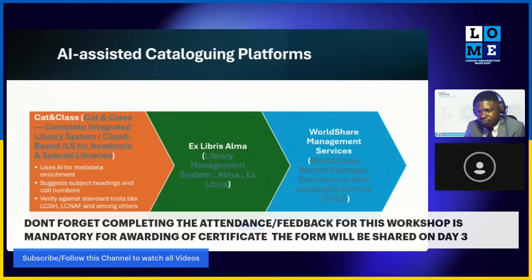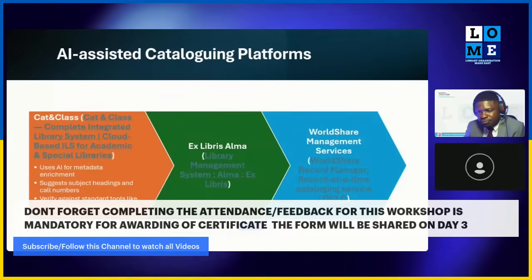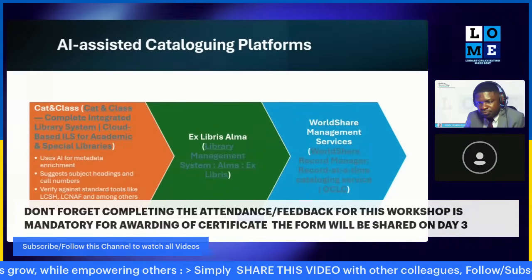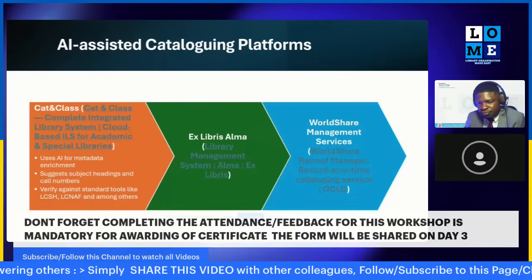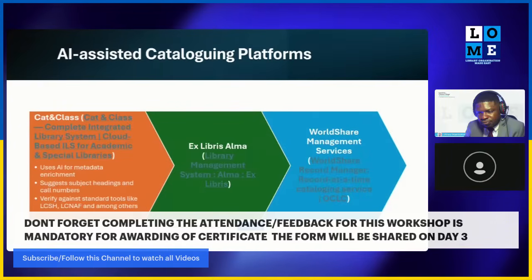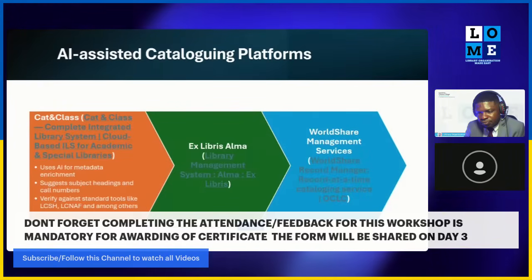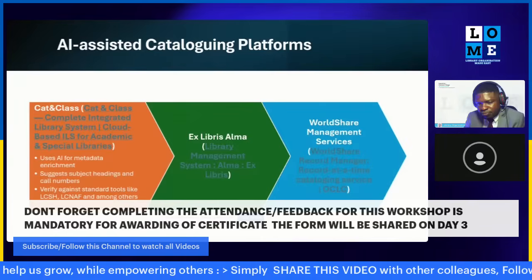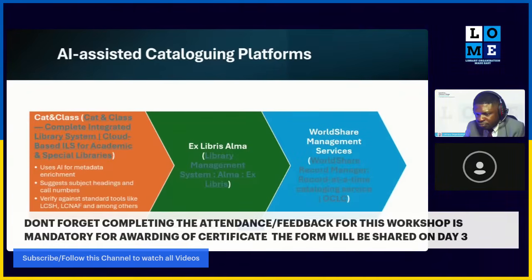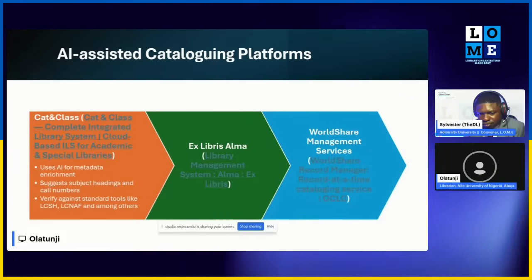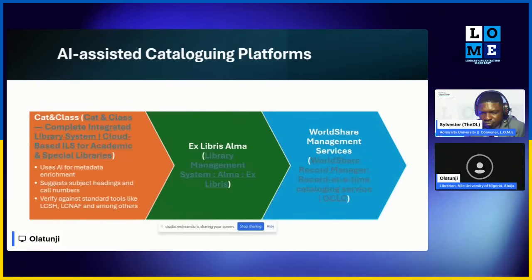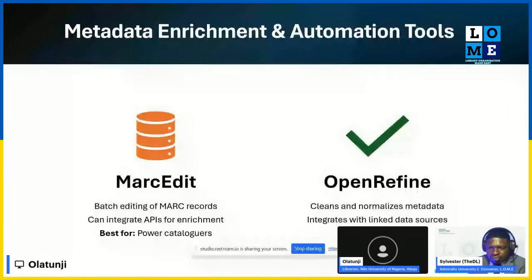So we said we have some different AI-assisted cataloging platforms, among which is the Cat and Class software, which I've mentioned. We have Ex Libris Alma, and we have WorldShare Management Services from OCLC, that's the record manager.